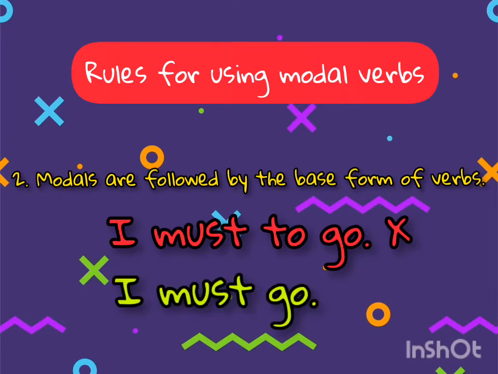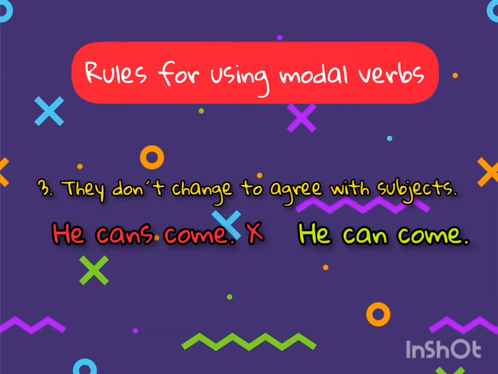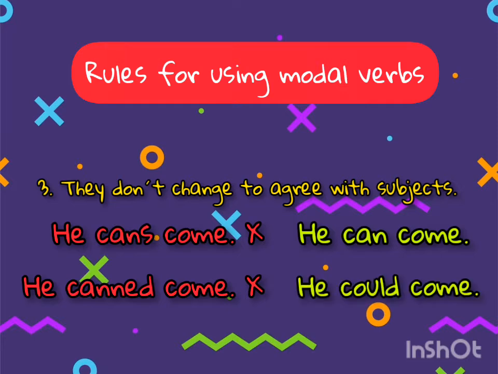Number 3, they don't change to agree with the subject. That is to say, they don't follow the rules for present and past tenses formation. For example, it's incorrect to say "he cans come," and it's correct to say "he can come." In the same way, it's incorrect to say "he coulds come," but it's correct to say "he could come."